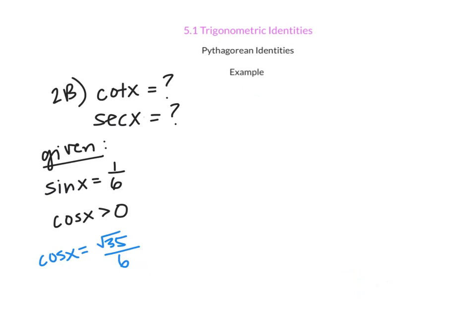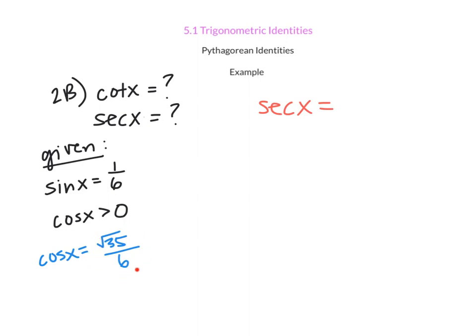And then we're able to find, since we know cosine, we're able to now find the secant. Okay, why can we find the secant? Well, the secant is the reciprocal of cosine. So our secant is the reciprocal of this.